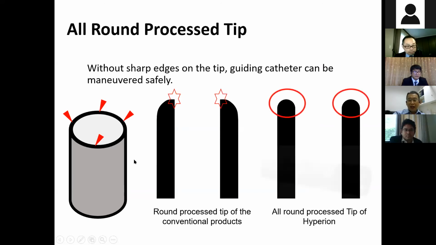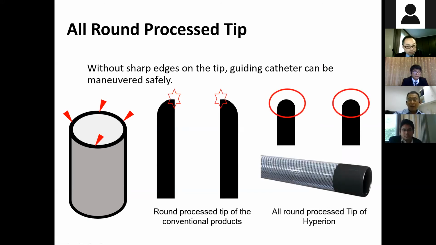such as the Hyperion catheter, which has a round tip.